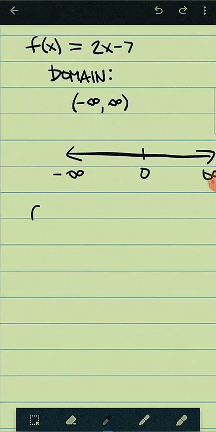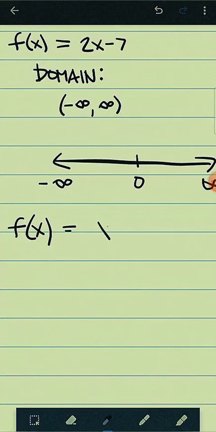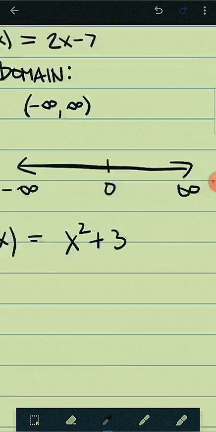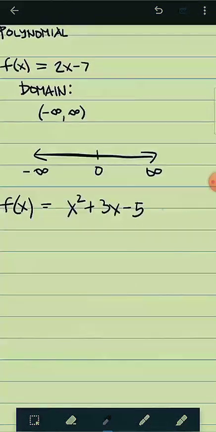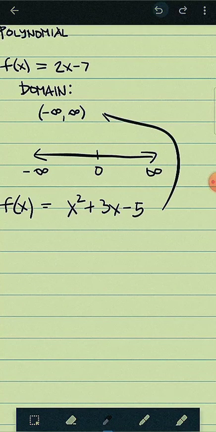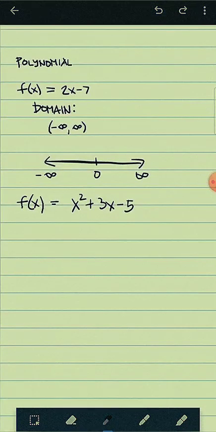Of course, that is true for another example, which is x squared plus 3x minus 5. Since that is a polynomial, it will also have a domain of negative infinity to positive infinity. So there's no problem when it comes to polynomials. All of the x's could be the domain of a polynomial.